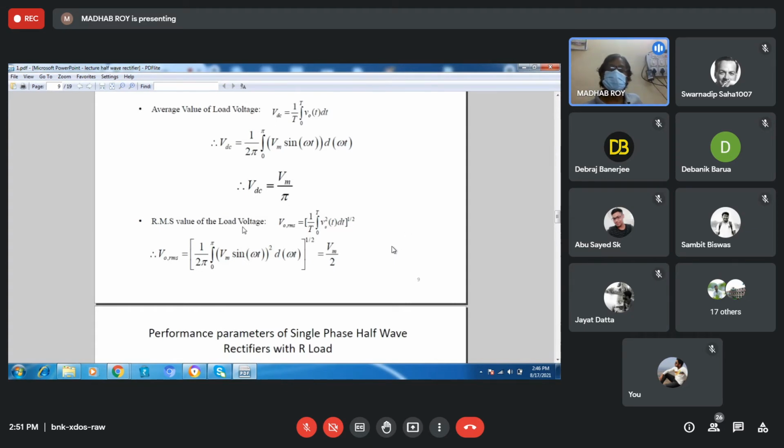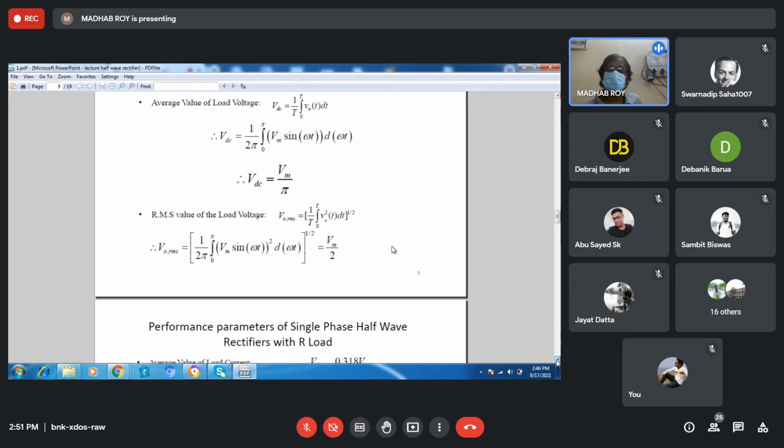Now the RMS value of the load voltage. Similarly, the equation is like this. For the half wave, it is the square of the voltage, and it conducts again from 0 to pi, but with 1 by 2 pi. So that's why it gives Vm by 2. So this is the average value in DC, and this is the RMS value of the load voltage.